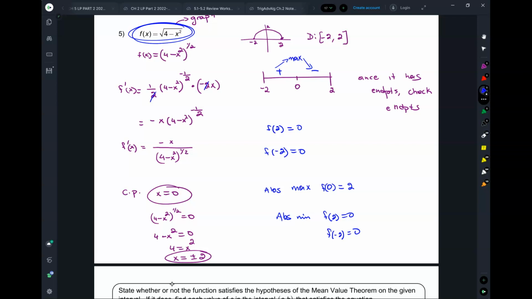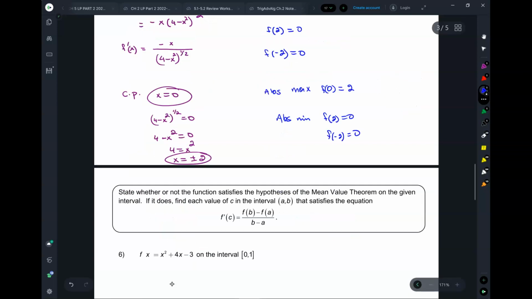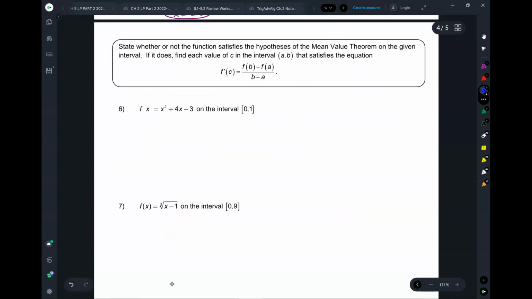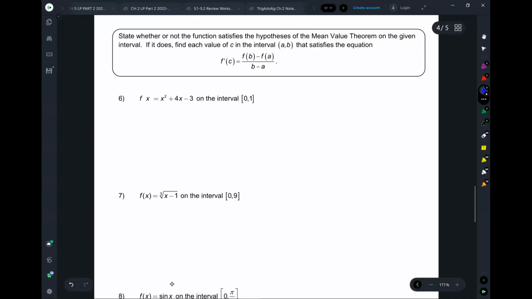Okay, so let's do the next page as well, and then the last page is like a review of this, so I think this is good enough.